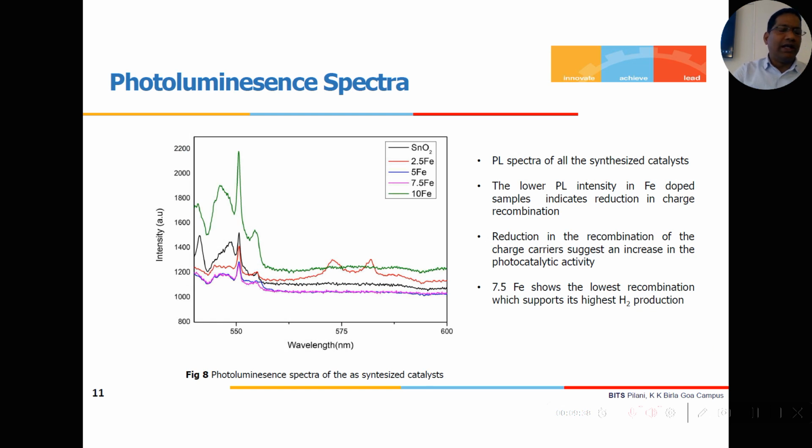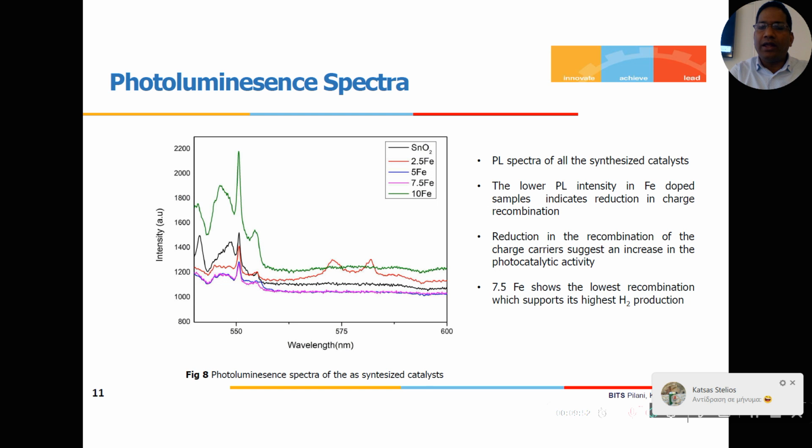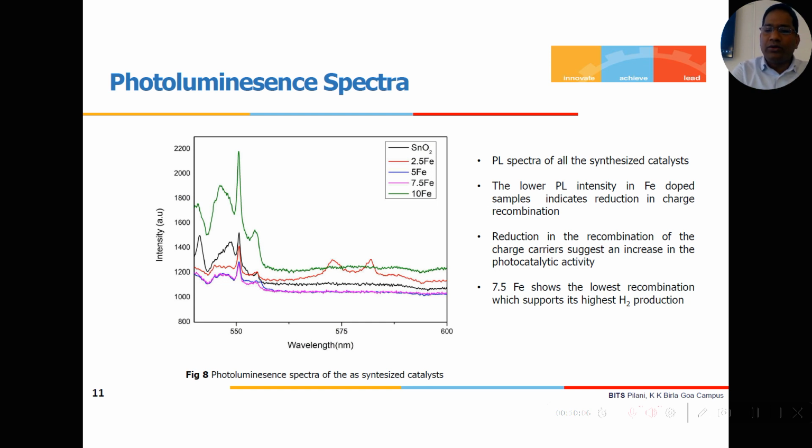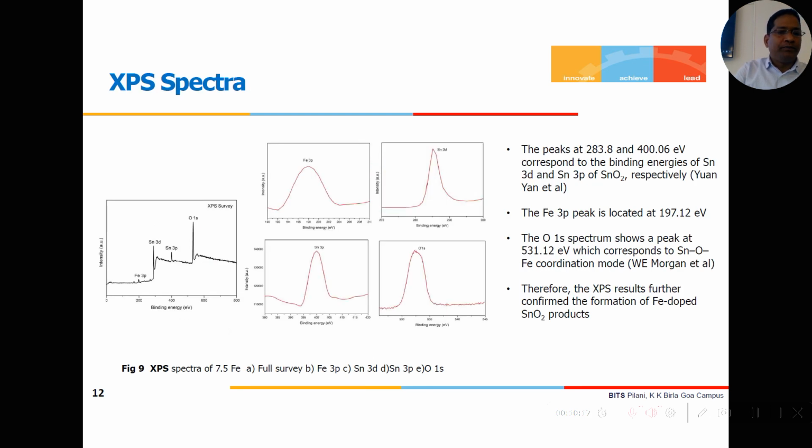Another objective of our study was to see that the recombination is reduced. So the recombination we have studied using the photoluminescence spectra. PL spectra of all the samples we have analyzed. The lower PL intensity in a Fe-doped sample indicates the reduction in the recombination. The lowest curve was the one for 7.5 weight percent, where you can see the peak is the smallest. So that means the recombination also reduced significantly.